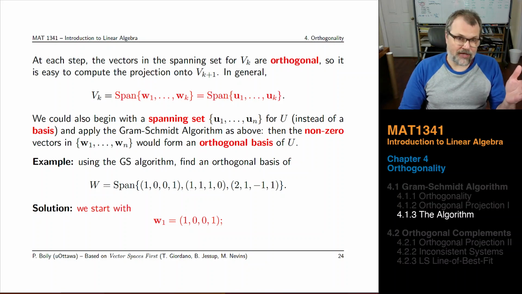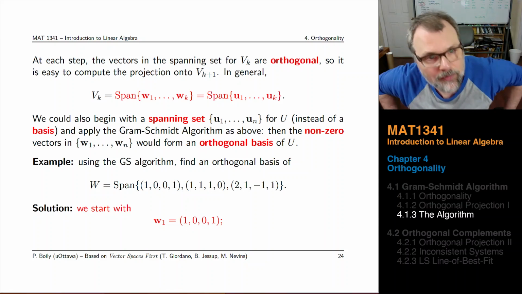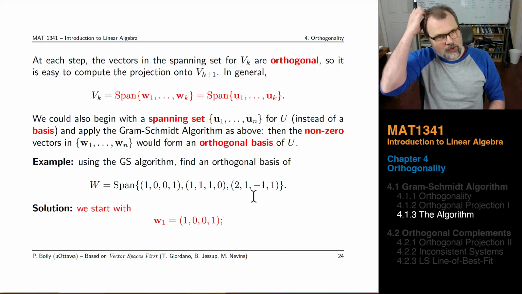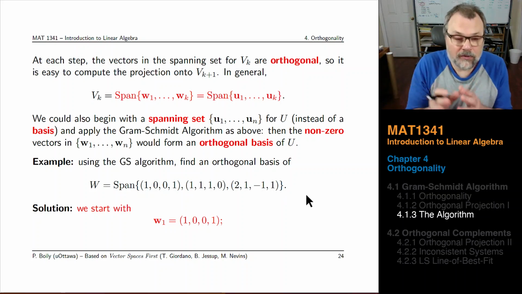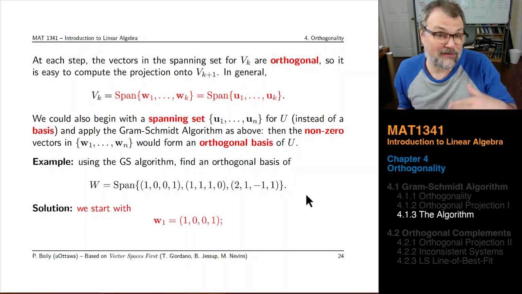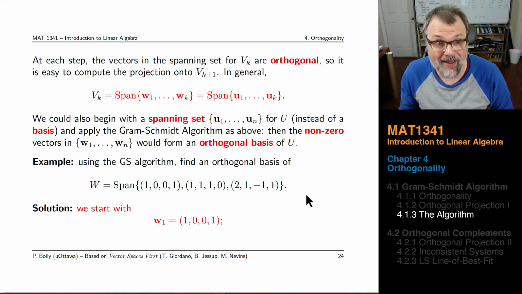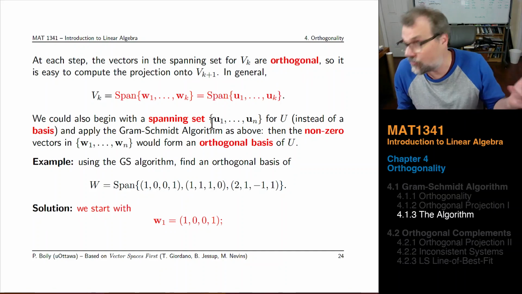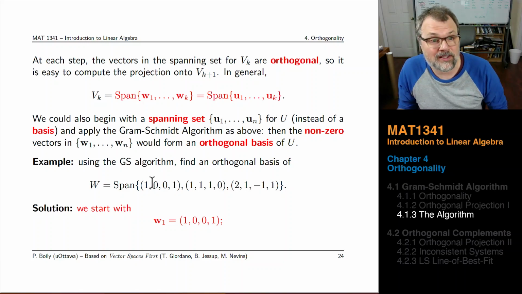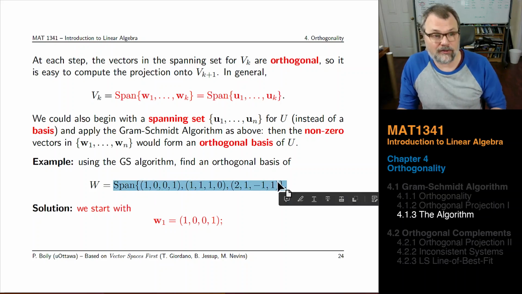So, using the Gram-Schmidt algorithm, can you find an orthogonal basis for the subspace W, which is the span of (1, 0, 0, 1), (1, 1, 1, 0), (2, 1, -1, 1)? Sure. We start with this. First of all, we should verify if it's a basis or not, but we don't actually need to, because if it's not a basis, when we go through the Gram-Schmidt algorithm, some of the vectors will be the zero vector, and we can just ignore them. Sorry, not the span, just the three vectors here. It is a basis, but we don't need to verify that.